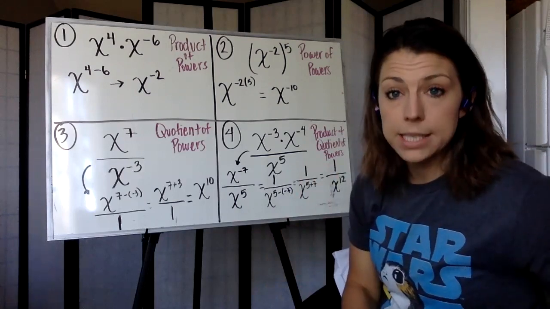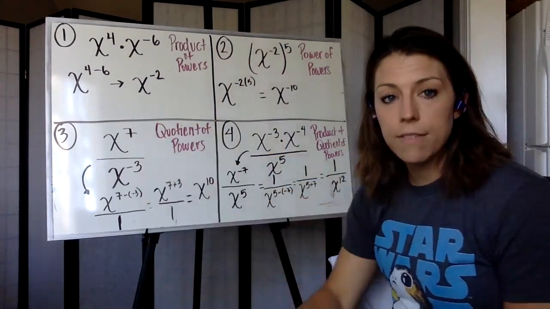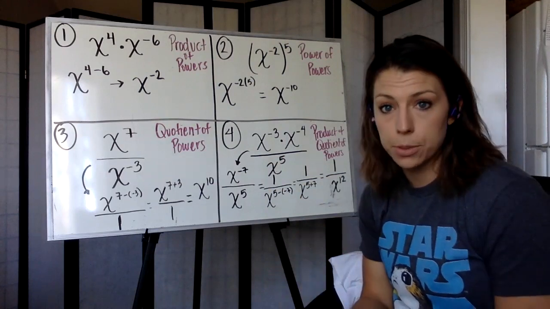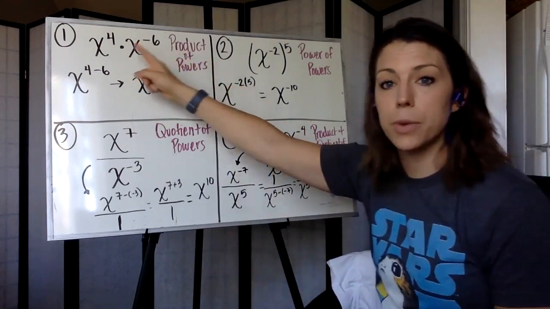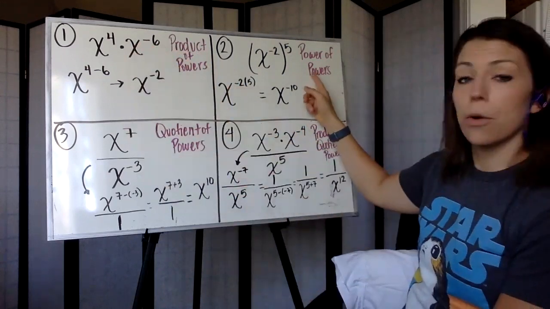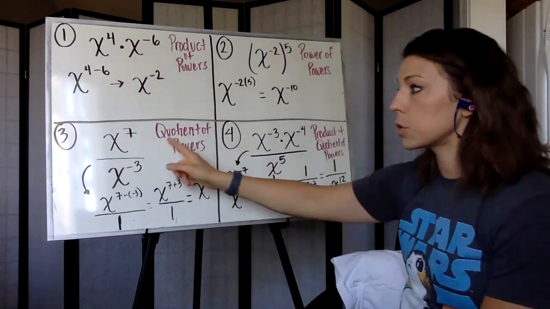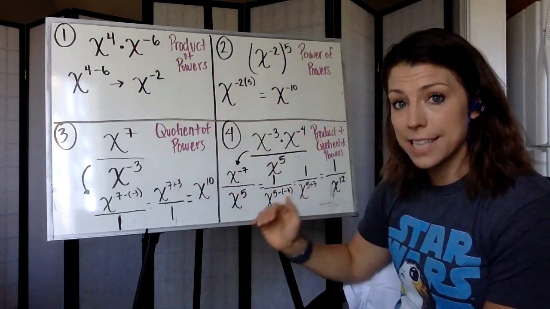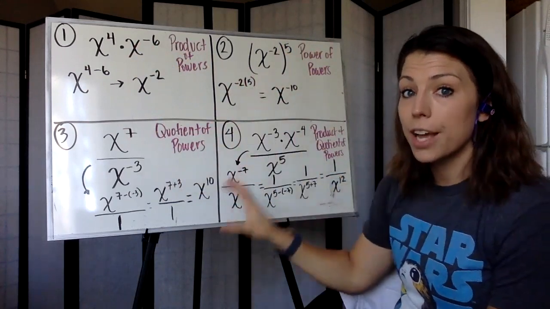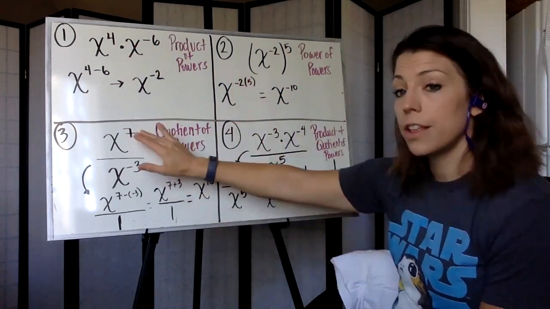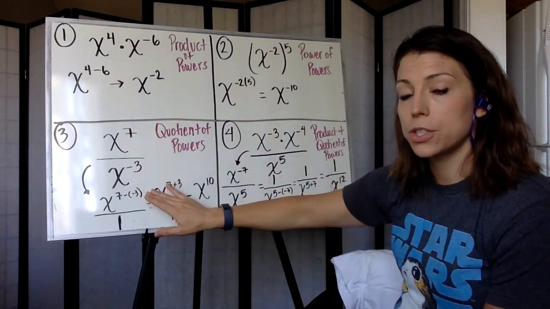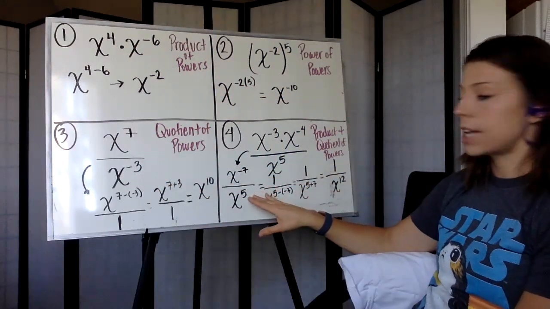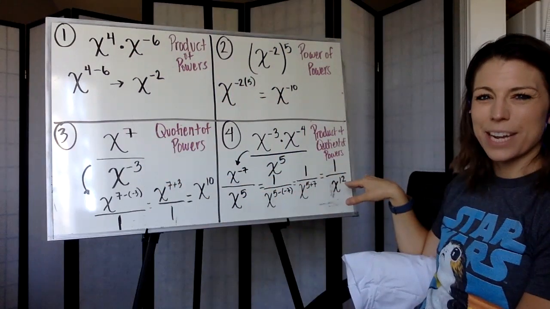Now here's the point. It doesn't matter if you have negative exponents or positive exponents. The properties work the way that they're supposed to. If it's a product of powers, we add the exponents. If it's a power of powers, we multiply the exponents. Quotient of powers, you subtract greater minus lesser, but you keep track of where there are more. If there are more in the numerator, your answer will be in the numerator. If there are more in the denominator, your answer will be in the denominator.